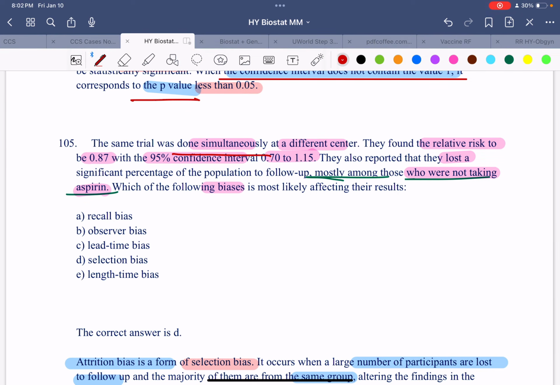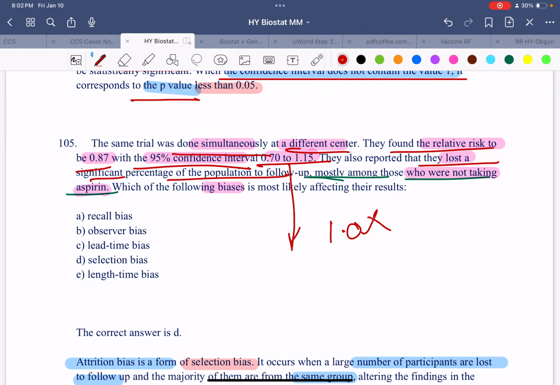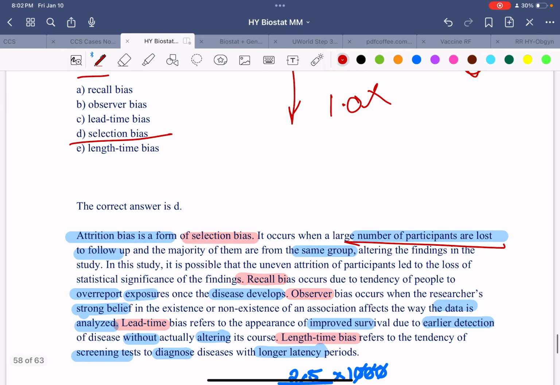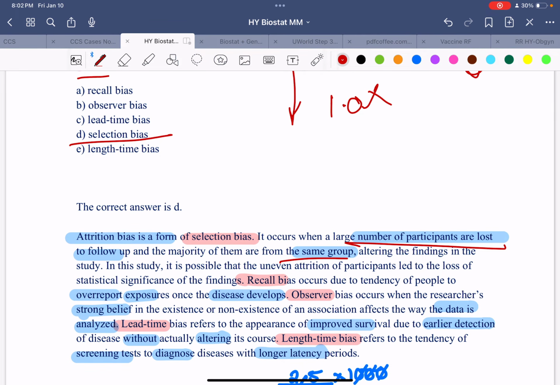Question 105. The same trial was done simultaneously at a different center. Now they found the relative risk to be 0.87 and their 95% confidence interval was 0.7 to 1.15. Now this confidence interval has the value of 1. So it means that this is statistically insignificant. They also reported that they lost a significant percent of the population to follow-up, mostly those who were not taking aspirin. So this type of bias, because of losing a significant percentage of the population, is known as a selection bias, also known as attrition bias, in which you lose a number of participants, right? So basically the group that you selected actually got lost in the process.